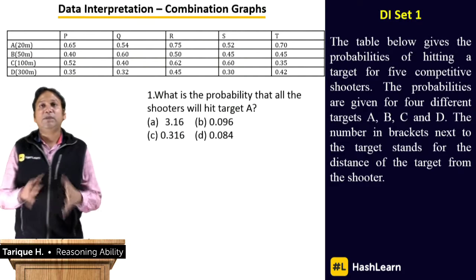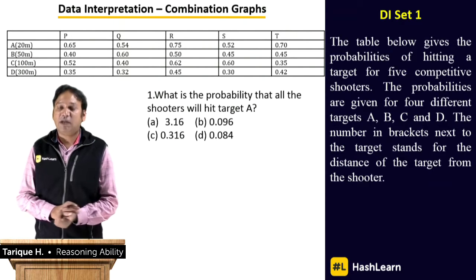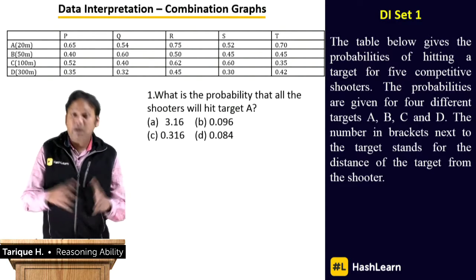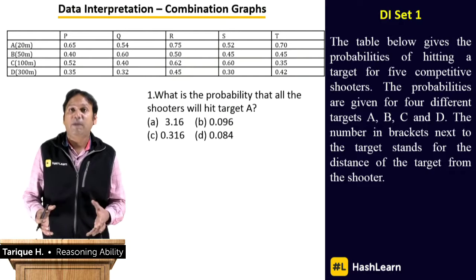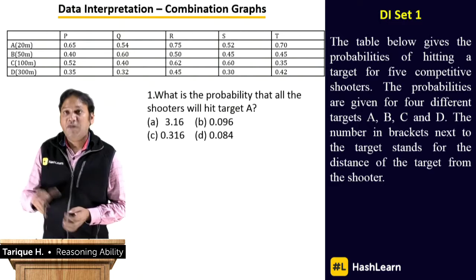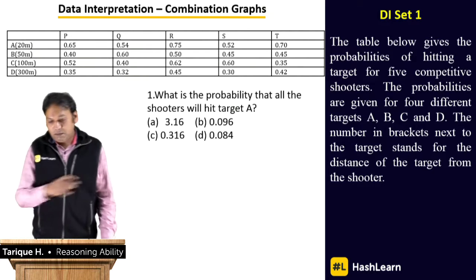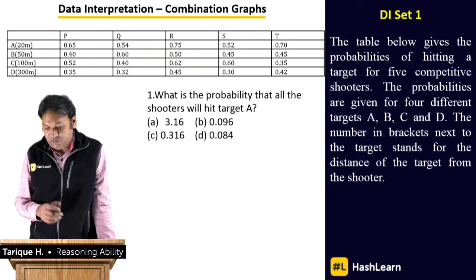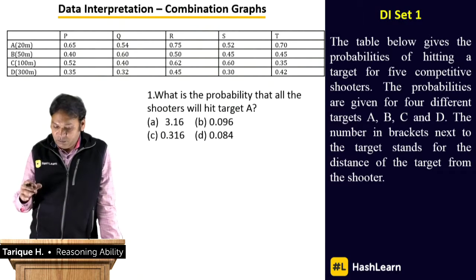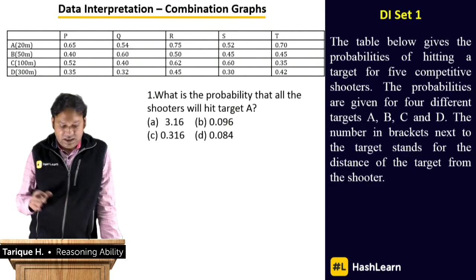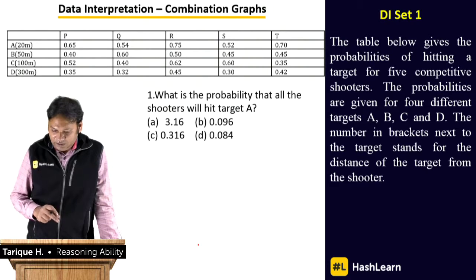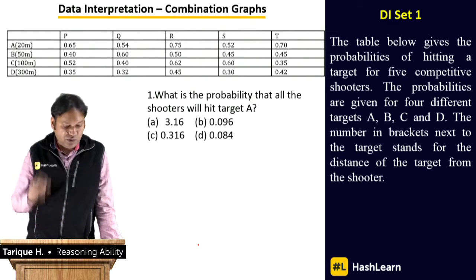And why do I say that this is a unique question and it might come in the future and it has not yet come? So this is a question where we have a probability based question in the form of a table. So it's a DI question, but entirely based on the concept of probability. If you read the directions here, the table below gives the probabilities of hitting a target for 5 competitive shooters. The probabilities are given for 4 different targets A, B, C and D. The number in brackets next to the target stands for the distance of the target from the shooter.